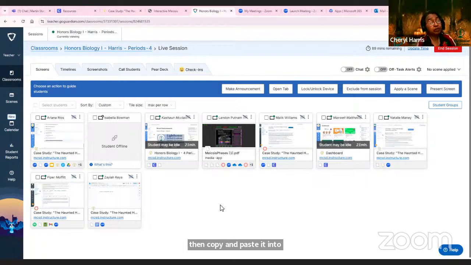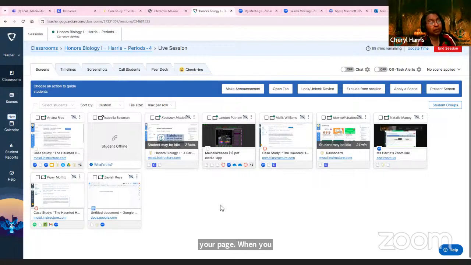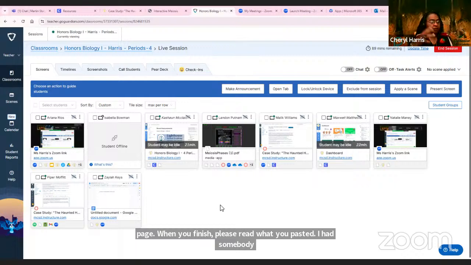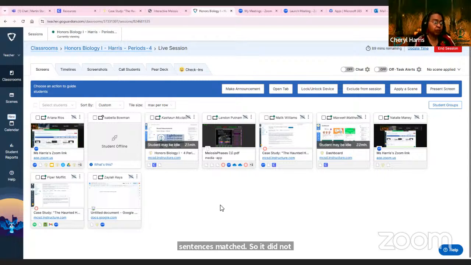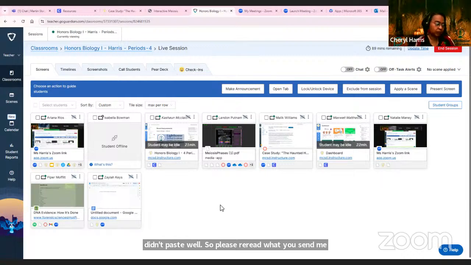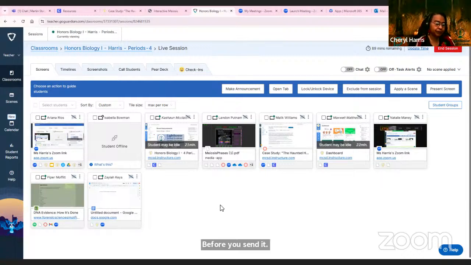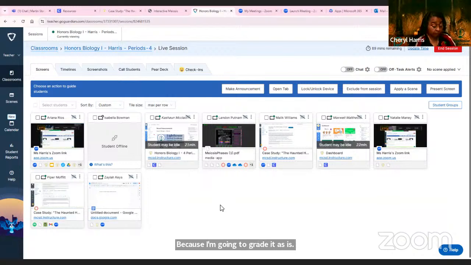When you finish, please read what you pasted. I had somebody who copied and pasted and none of the sentences matched. So it did not come across, didn't paste well. So please reread what you send me before you send it, because I'm going to grade it as is. So in other words, if I can't read it, I can't grade it.